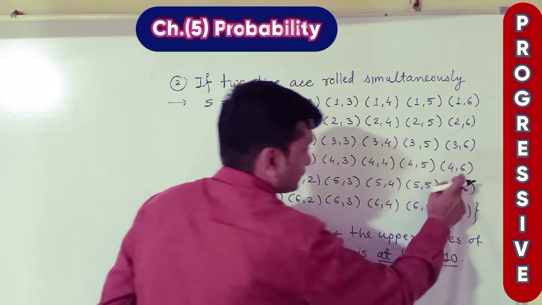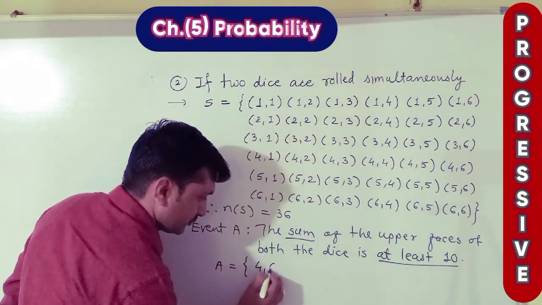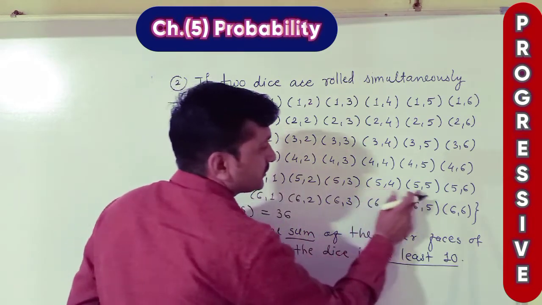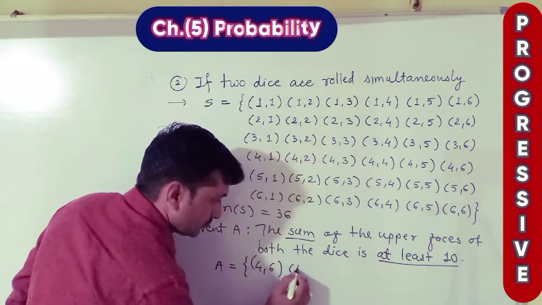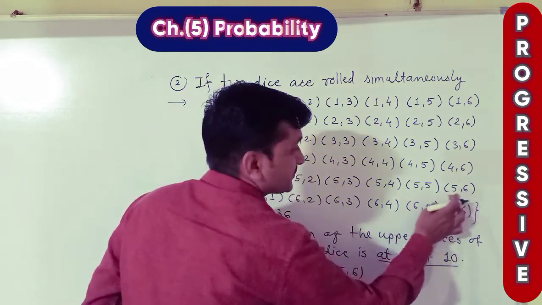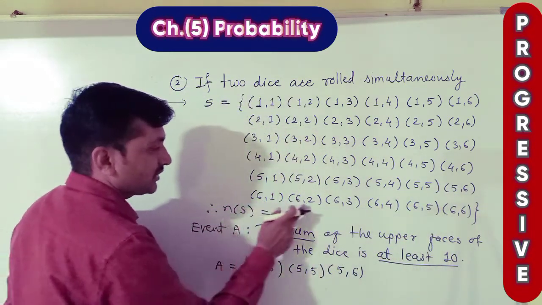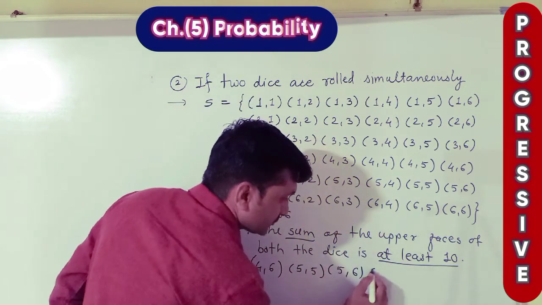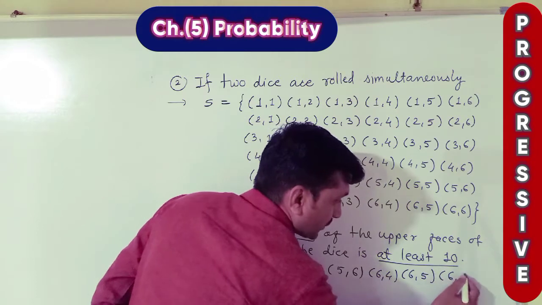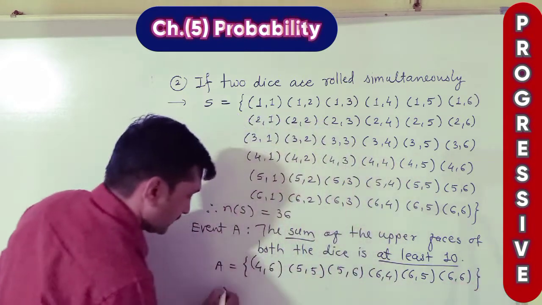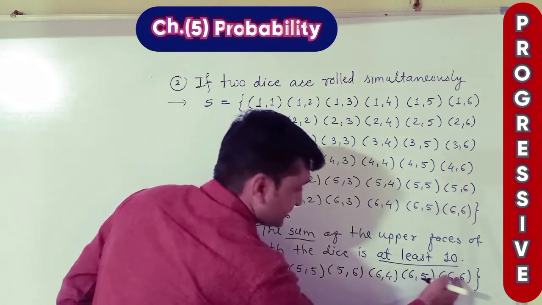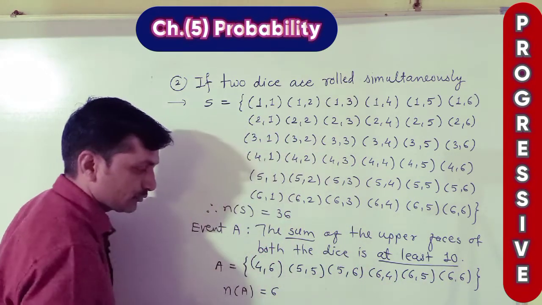Here we get first sum 4, 6. After that here 6, 7, 8, 9, 10, here 5, 5 and 5, 6, and 6, 5 plus 6 is 11. Let's see here 7, 8, 9, 10, here we get 6, 4, 6, 5, 11, 6, 6, 12, bracket close. Therefore n(A), number of A, is equal to 1, 2, 3, 4, 5, 6. n(A) is equal to 6.